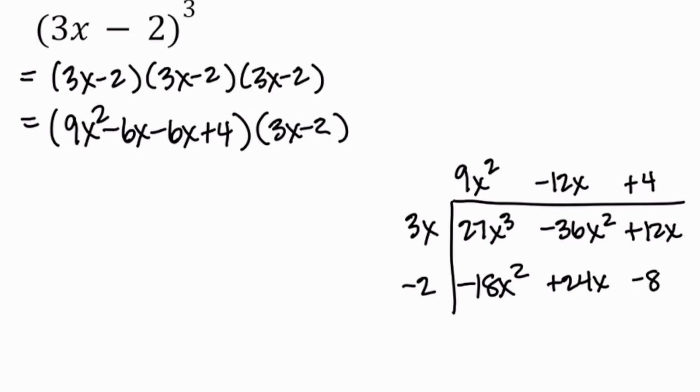Okay, got that. And then I will combine like terms. Let's say I'm going to have 27x cubed. Negative 36 minus 18 more is negative 54x squared. 24 and 12 is 36x, and minus 8.